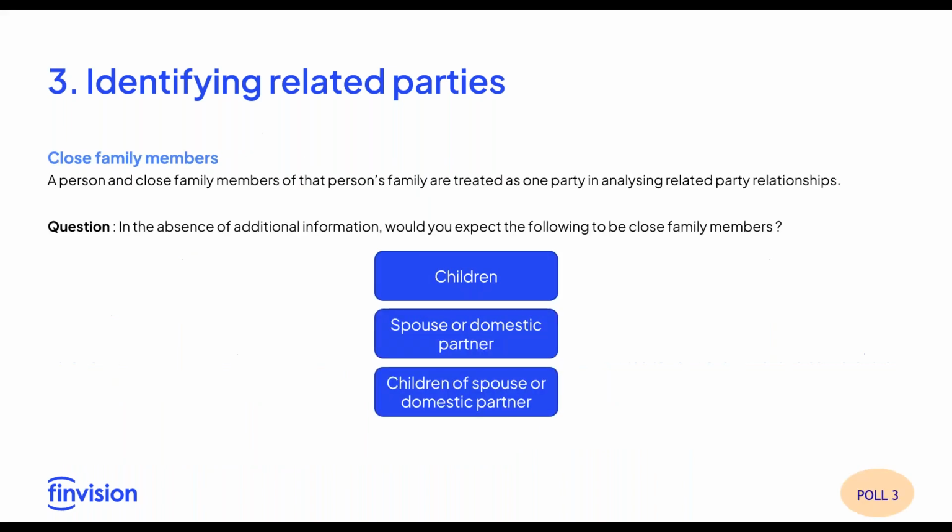And then we focus a little bit more on close family members, and there's again a poll linked to this. If you have no additional information, would you expect the following persons to be close family members? The three options are children, spouse or domestic partner, and children of the spouse or the domestic partner. So here the question is, which of those three, or more than one, do you consider to be close family members? I will start the poll.